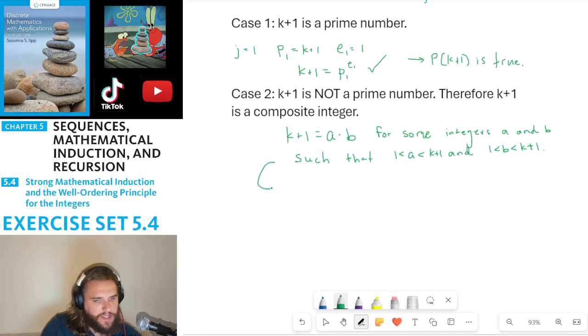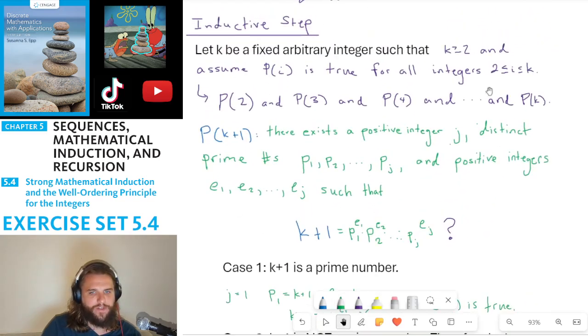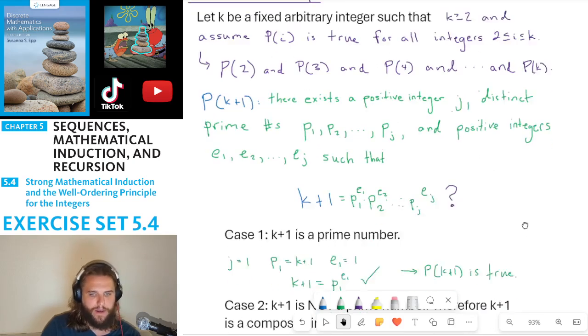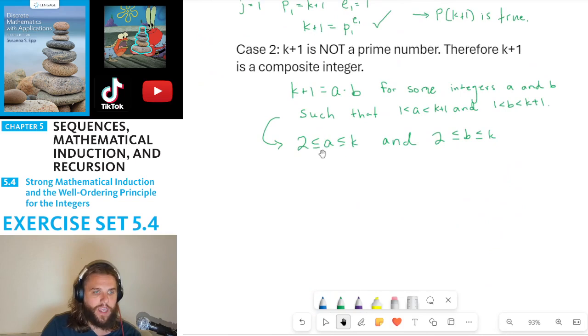Now this means that a satisfies the inequality 2 is less than or equal to a, which is less than or equal to k, and 2 is less than or equal to b, which is less than or equal to k. Now we know about integers that satisfy this inequality. In this case, we know that so long as i is some integer between 2 and k, then P(i) is true, which means that we can factor those integers as a product of prime numbers. So that means that we can apply the inductive hypothesis to a and b.